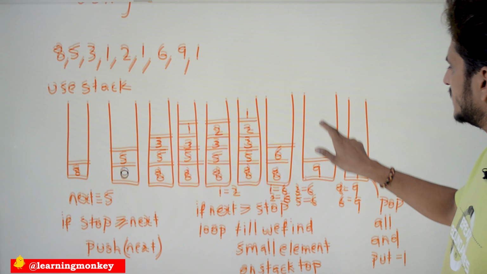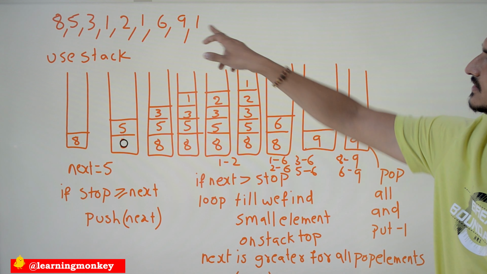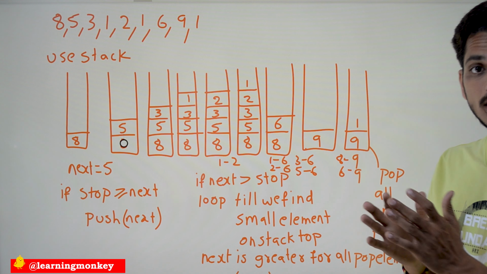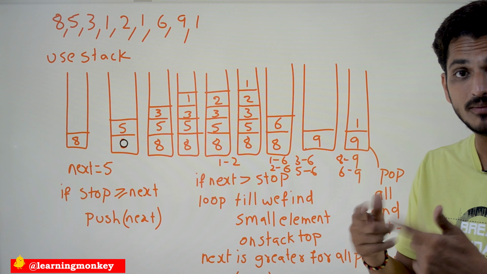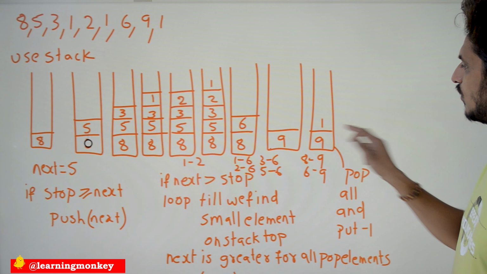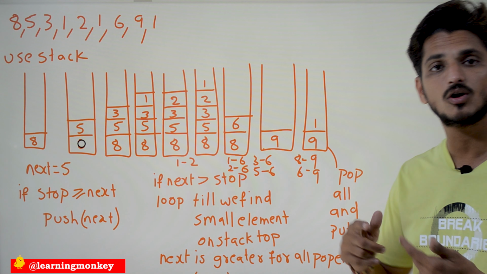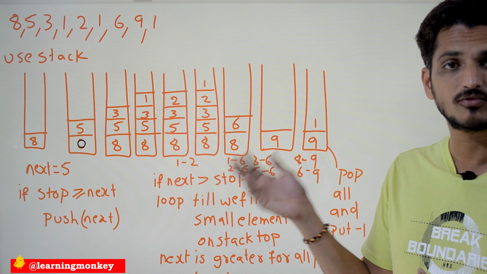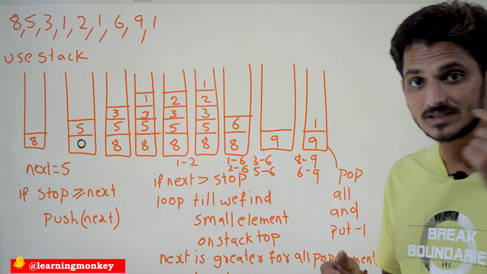Now come to the last one. What is the last number? 1. 1 is not greater than 9. So push onto the stack. All the elements are over. What are the elements that remain in the stack? 1, 9. For these elements, what is the next greater element? -1. No elements are found. So that's why you have to place it as -1.